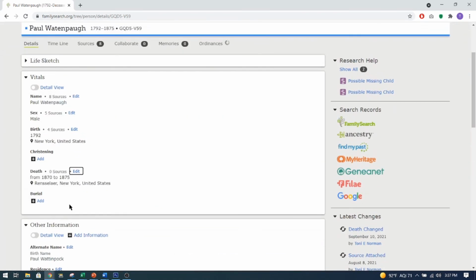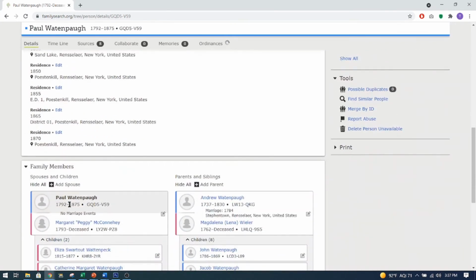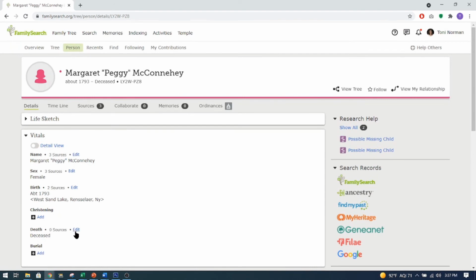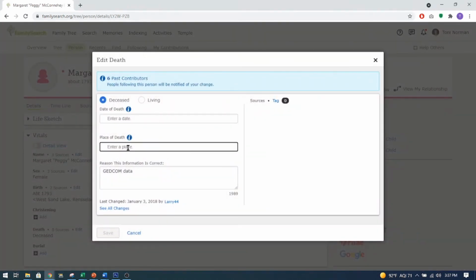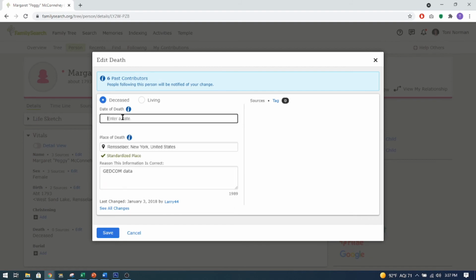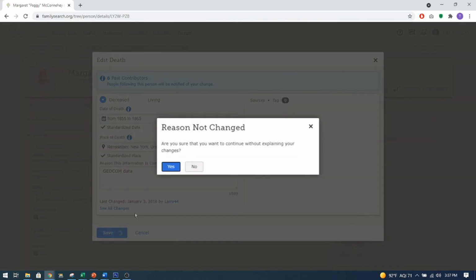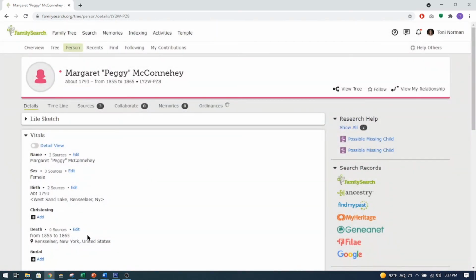Okay, and then let's go to his wife, Margaret, and we're going to go ahead and put in the same location, and we're going to put in from 1855 to 1865. And so we did not get an exact death date, but the census can give you a time frame between one time to the next time. And so people have this here.